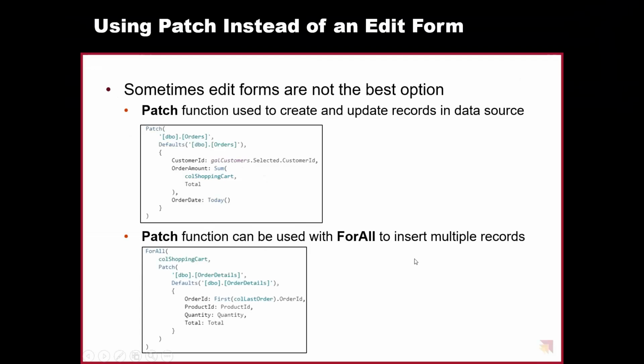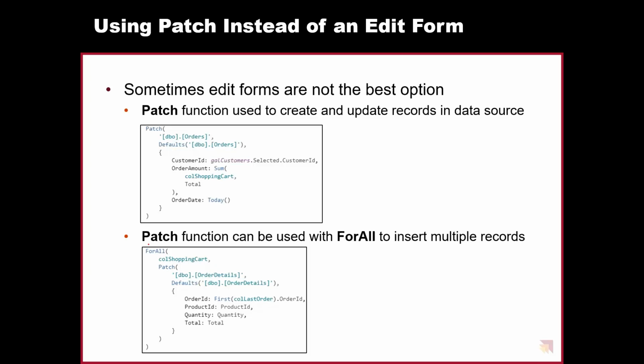Okay. Now, here's an example of what our app is doing. We want to basically add a new order. And then after we add the order, we want to add the order detail records inside here. So the top example here is using patch. And here's the defaults, and here's the record that we're trying to add in. Now, also, we're going to be saving the order details inside of a collection, which is called shopping cart.